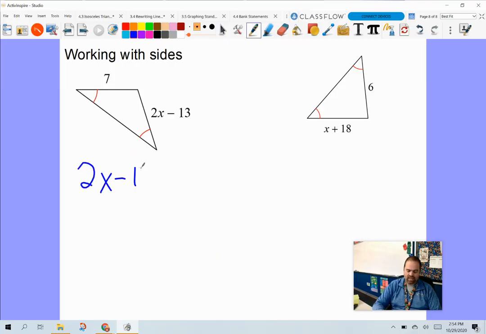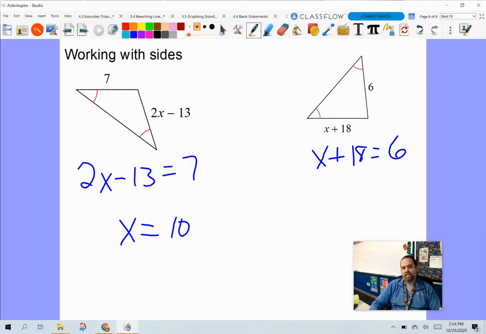Once you get this set up, solve it. Again, the left side equals the right side. Okay, get it set up, solve it.